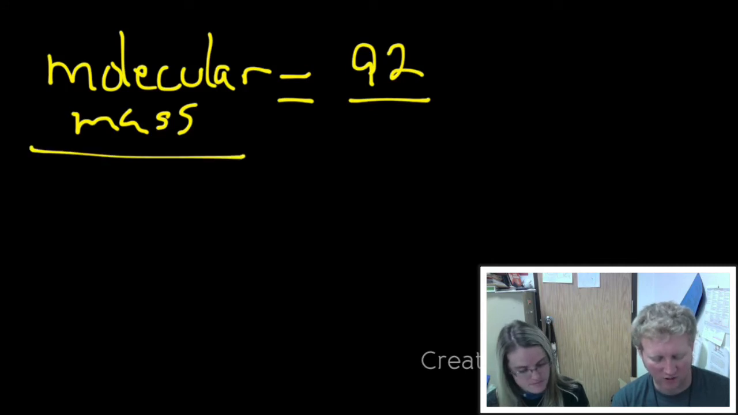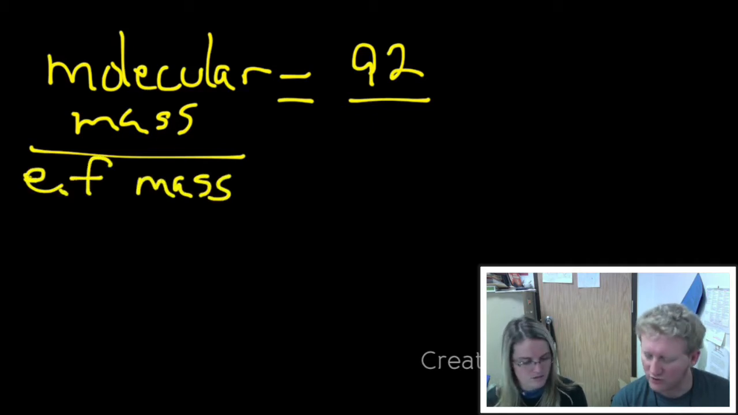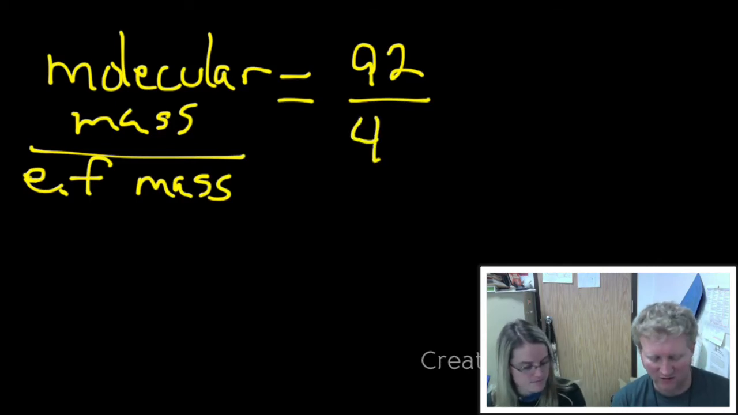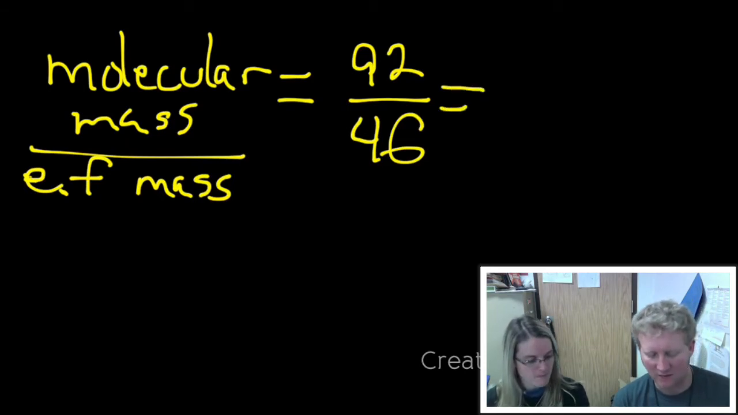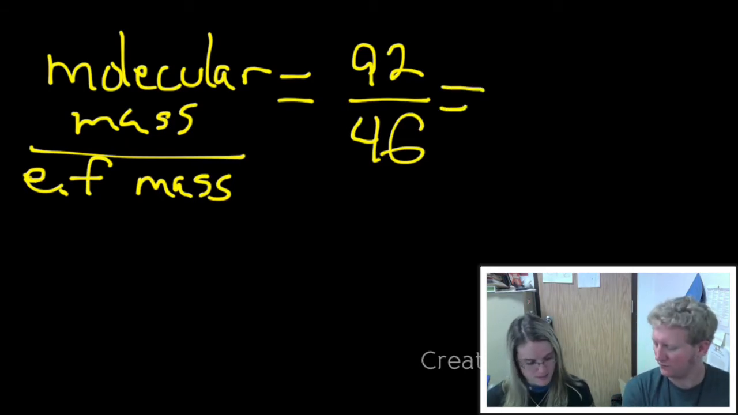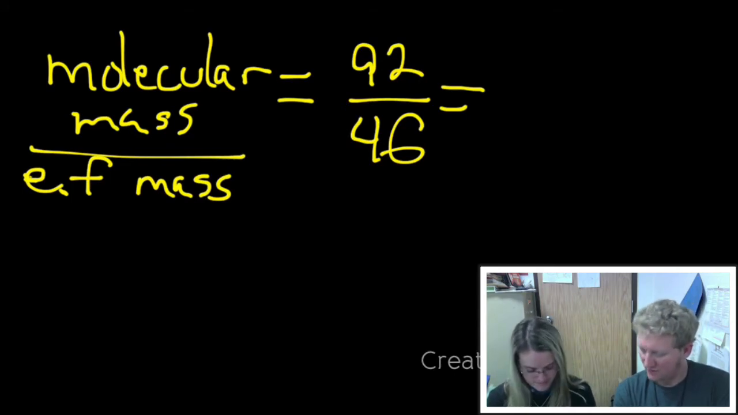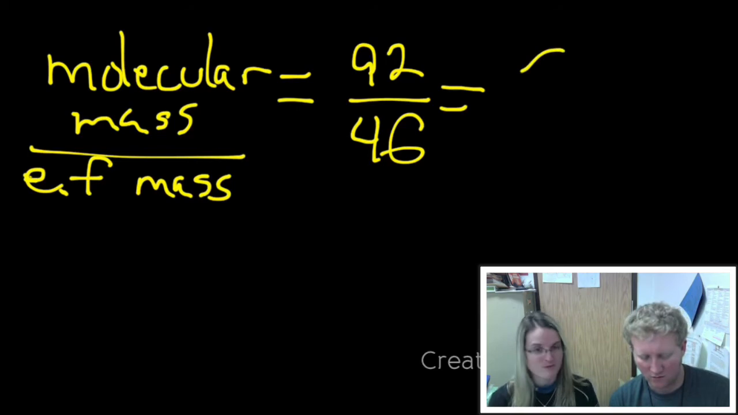And then we're going to put that over the empirical formula's mass, right? Empirical formula mass, which you calculated to be 46.005. We can go ahead and just say 46, just for the sake of making it easy. And then we want to go ahead and divide those. I put the top number in first, correct? Yep. 46 divided into 92 is 2.